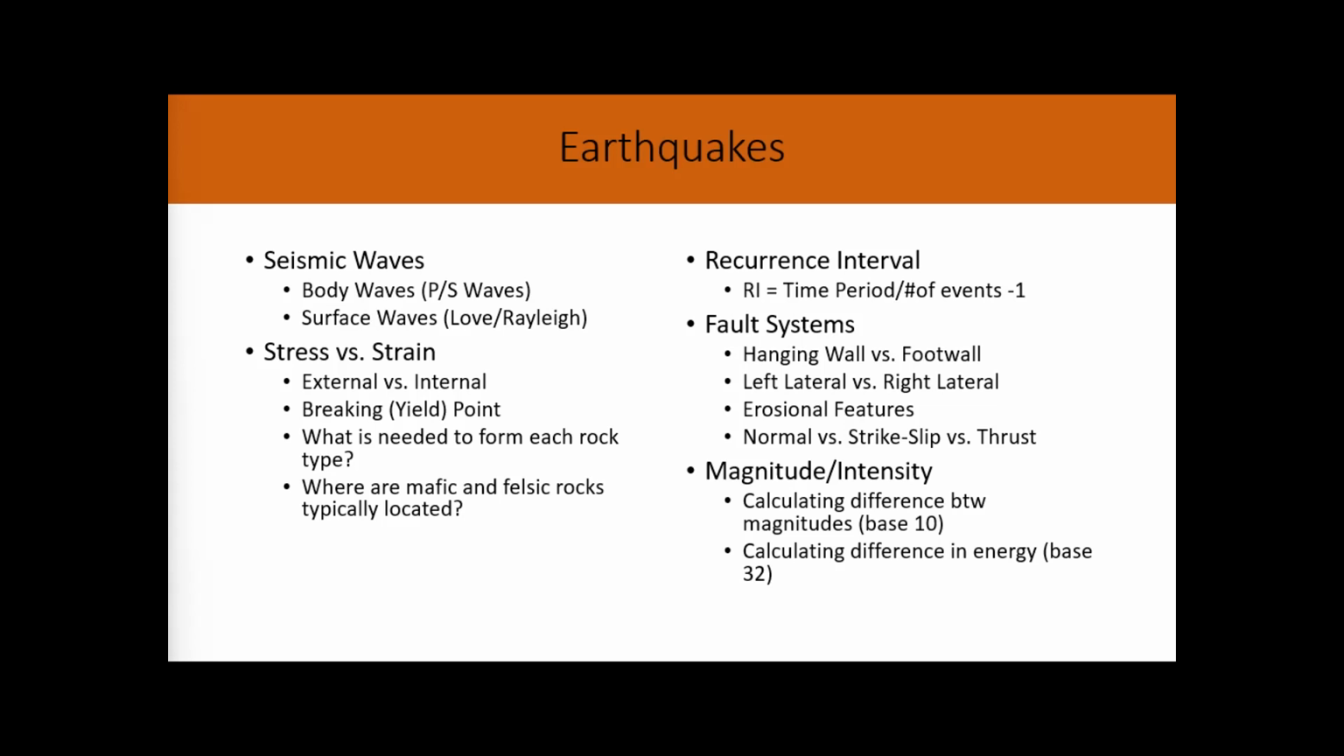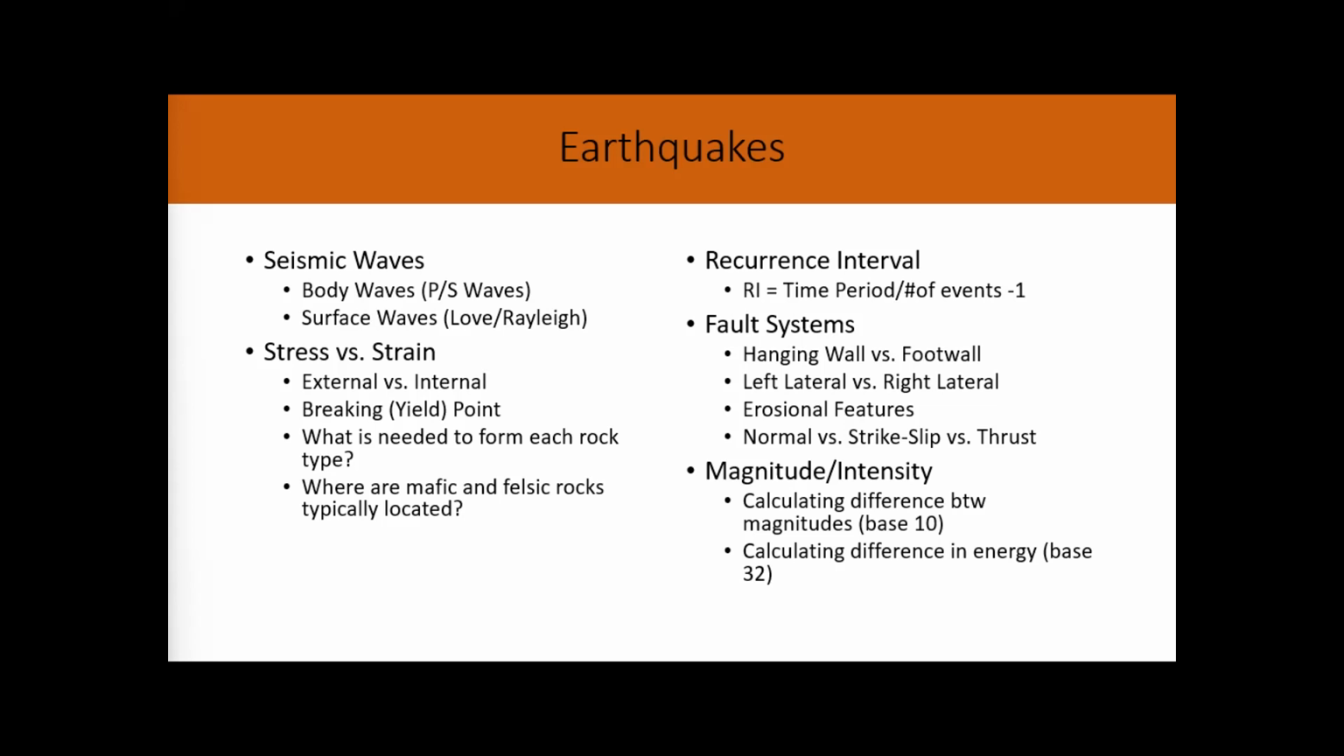Fault systems. Which one is the hanging wall? Which one is the footwall? Remember, the footwall is the one on the bottom, the one you can walk on. That's why it's the footwall. The hanging wall is the one with the steep angle where if it was by itself, you would have to rock climb on. That's the hanging wall. If we're looking at a fault on the surface, is it left lateral? Is it right lateral? Meaning which direction did the other side go? So keep that in mind.